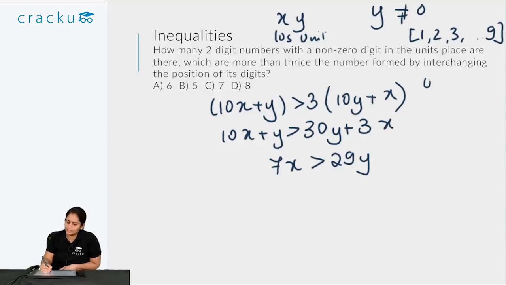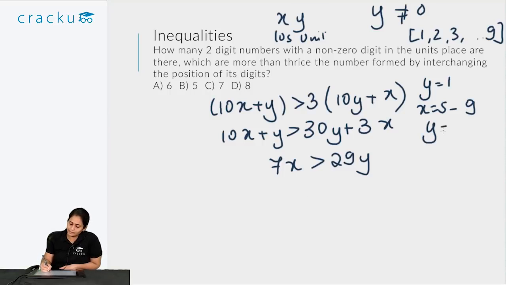So suppose y is equal to 1. If y is equal to 1, then what are the possible values of x? If y is equal to 1, this side becomes 29. So how many times 7 times x should be greater than 29? So I know that x equal to 4 is 28. So from x equal to 5 to x equal to 9, 7x will be greater than 29y.